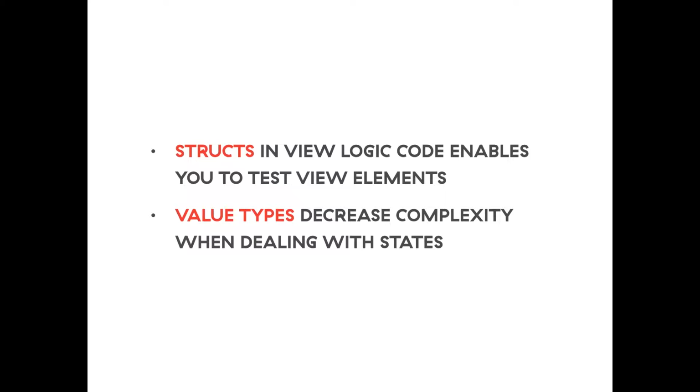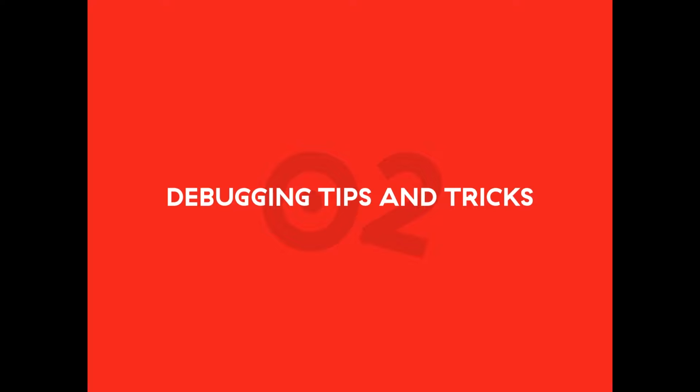And when dealing with states, we should not use 3 or 4 booleans. We need to wrap them inside a value type, for example an enum or a structure, and deal with just one value, not more. Okay, let's move to debugging tips and tricks.